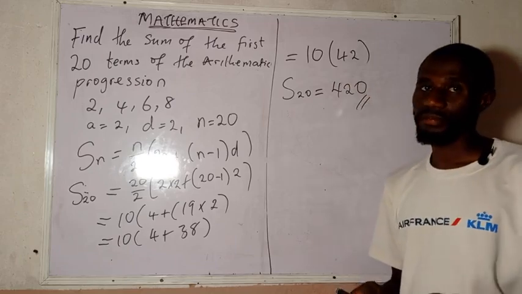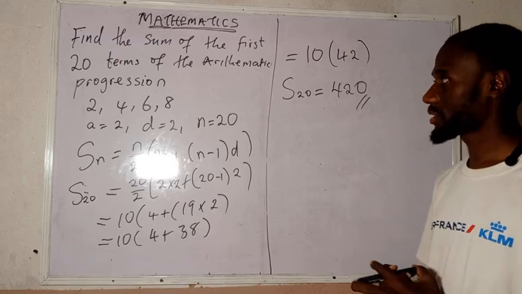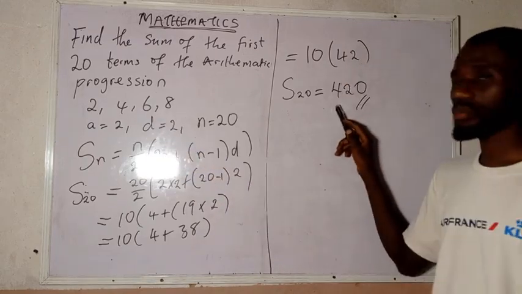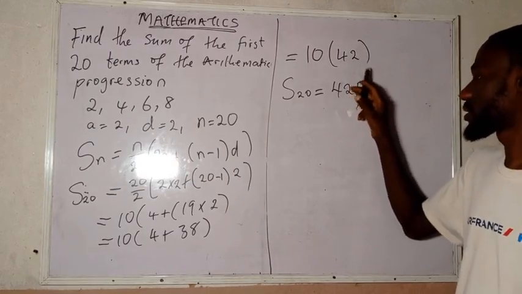That is the sum of the first 20 terms of the arithmetic progression. The answer is 420.